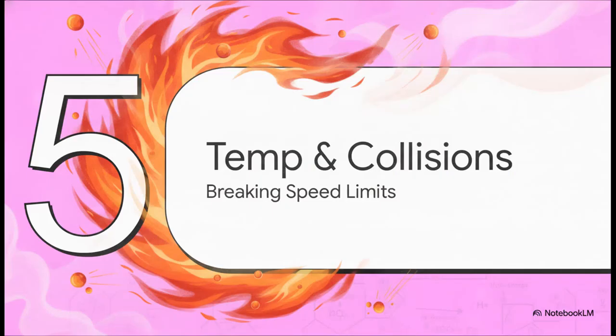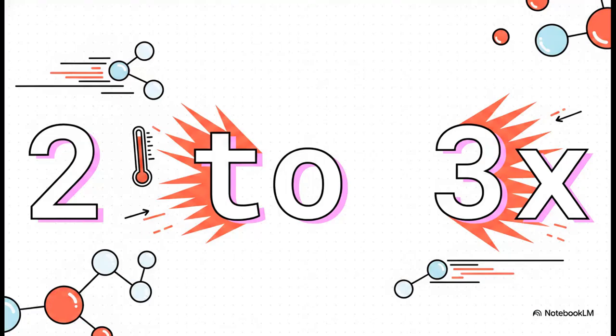Section 5, Temperature and Collision Theory. Now this next part is wild. We're going to see how heat fundamentally breaks the speed limits of our reactions. We call this the temperature coefficient. As a general rule of thumb, for every 10 degrees Celsius rise in temperature, your reaction rate doesn't just bump up a tiny bit. It literally doubles or even triples, a factor of 2 to 3.